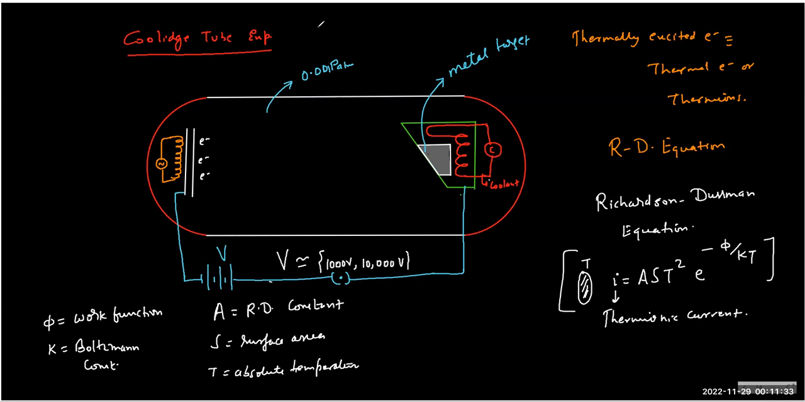And then these electrons are accelerated. And after acceleration, when they arrive at the target, they will have tremendous energy. What is the energy? So the energy of this fast moving electron is how much? The kinetic energy of the colliding electron with the metal target is how much? EV electron volts. Just EV.